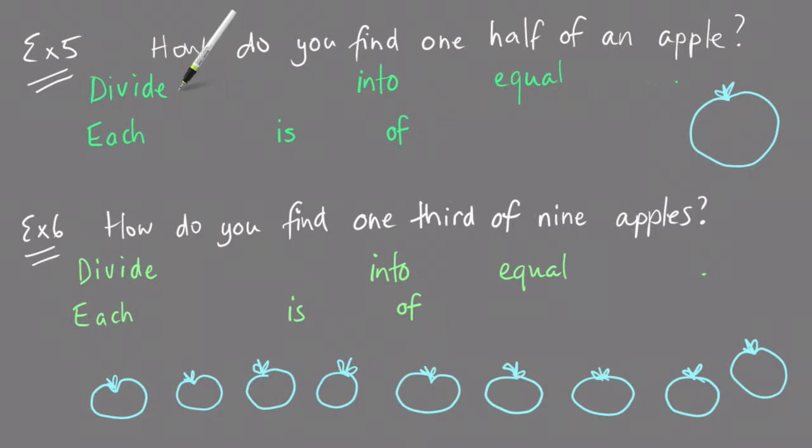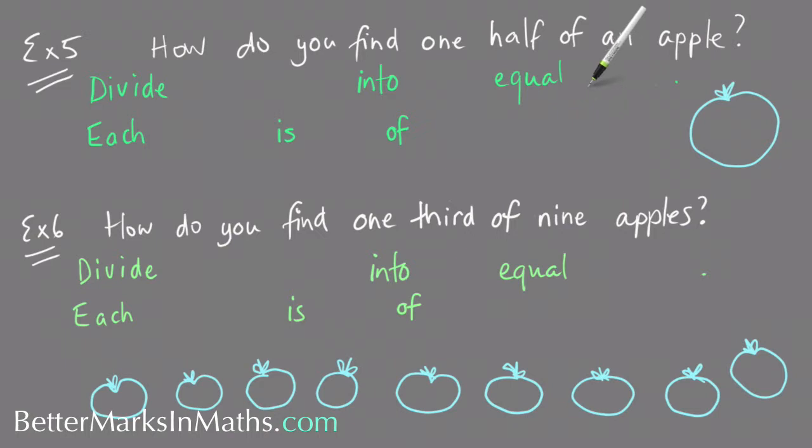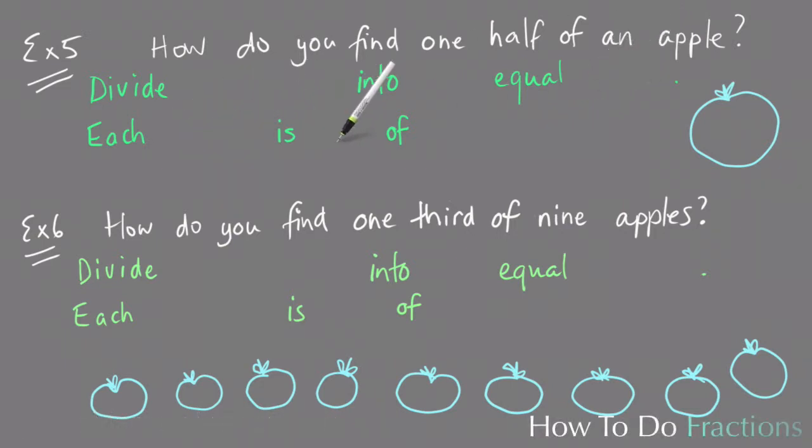So you're going to divide, in this case, the apple. So divide the apple into so many equal parts or groups. And because it's a whole thing, you're going to divide it into parts, so equal parts. And each part is this fraction, 1/2 of the apple.